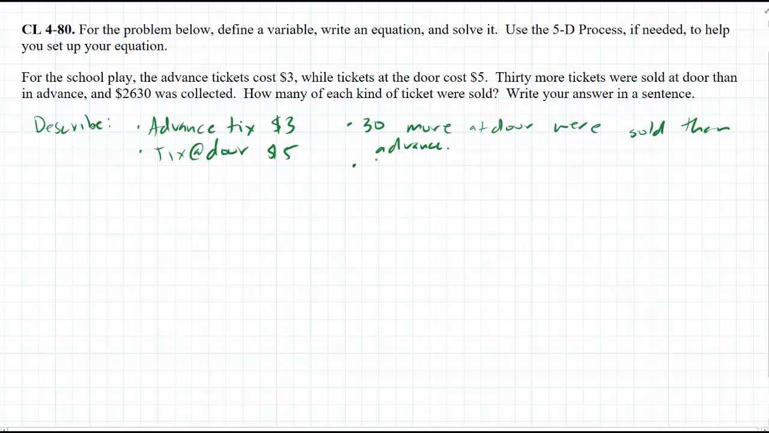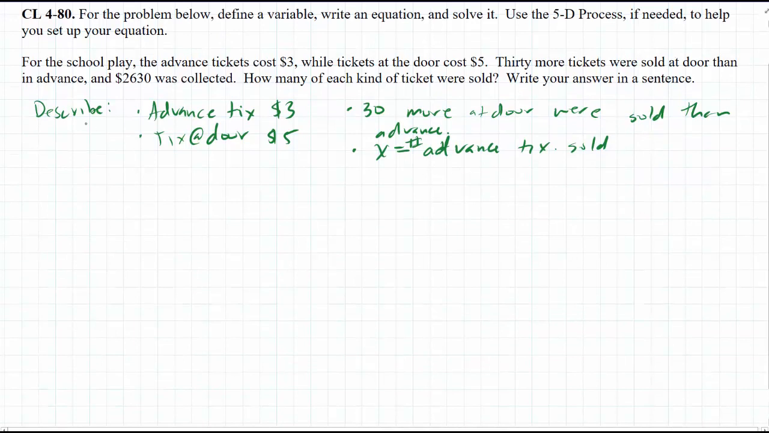Okay, let's actually define the variable. Let's say X represents the advance tickets, the number of advance tickets sold. I like to define the first variable in the describe, but let's go ahead and do the define. I'll do it in blue.